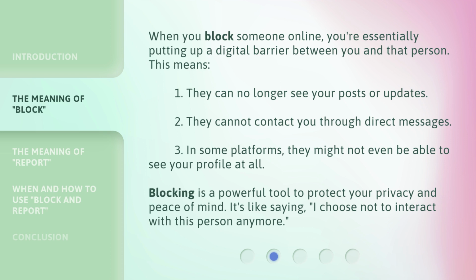When you block someone online, you're essentially putting up a digital barrier between you and that person. This means: 1. They can no longer see your posts or updates. 2. They cannot contact you through direct messages. 3. In some platforms, they might not even be able to see your profile at all. Blocking is a powerful tool to protect your privacy and peace of mind. It's like saying, I choose not to interact with this person anymore.